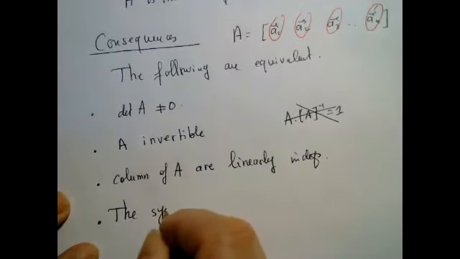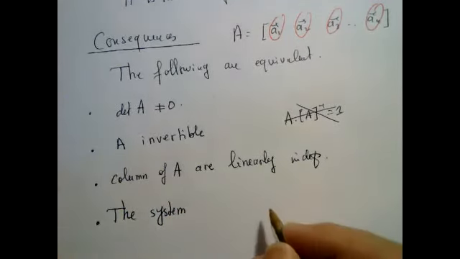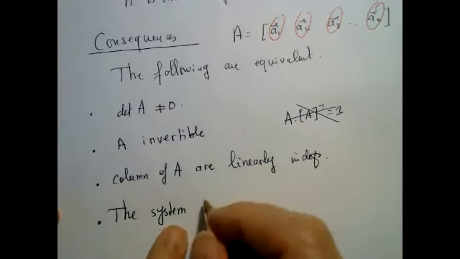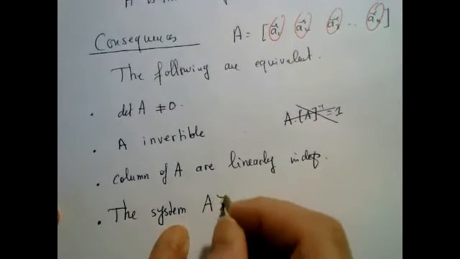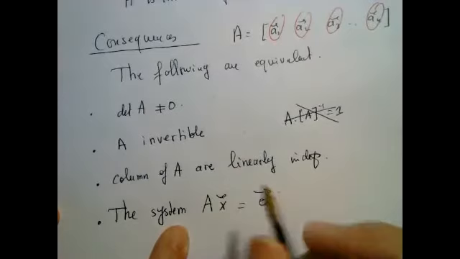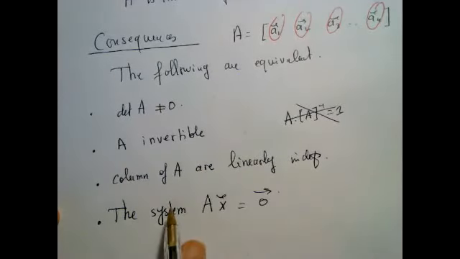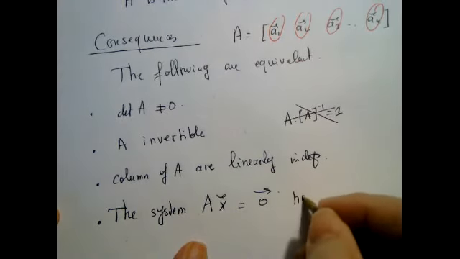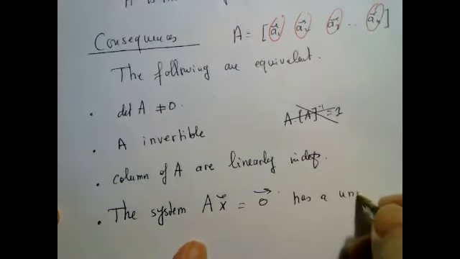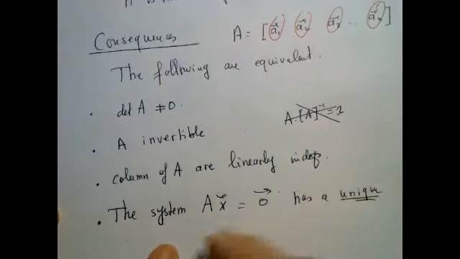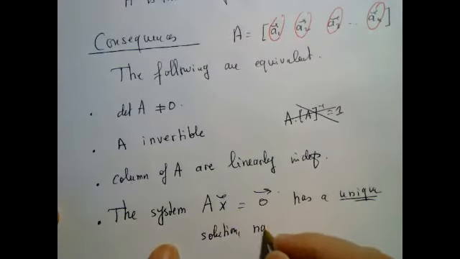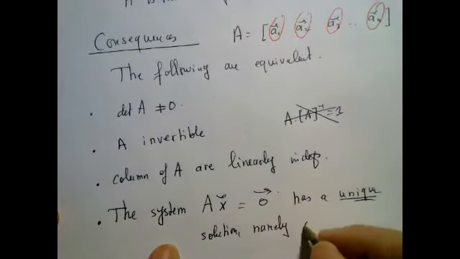Another thing we can say, and that will play an important role for us in the last section of this book, is about the system AX equal to 0. So a non-zero determinant guarantees that the system AX equal to 0 has a unique solution, namely X equal to 0.